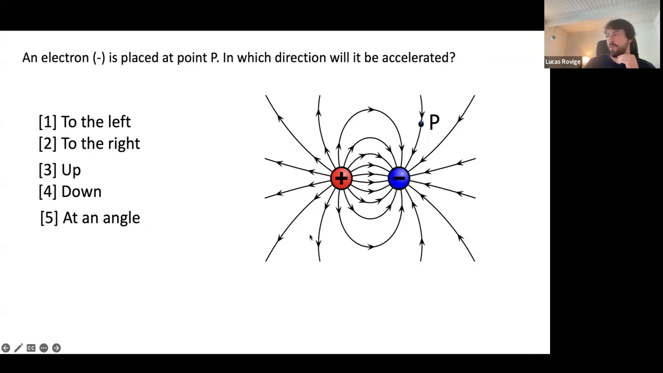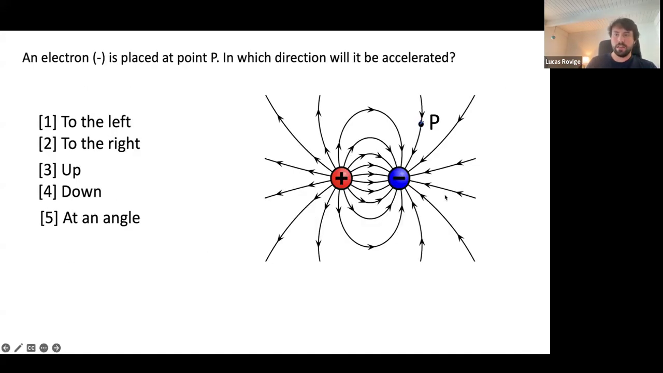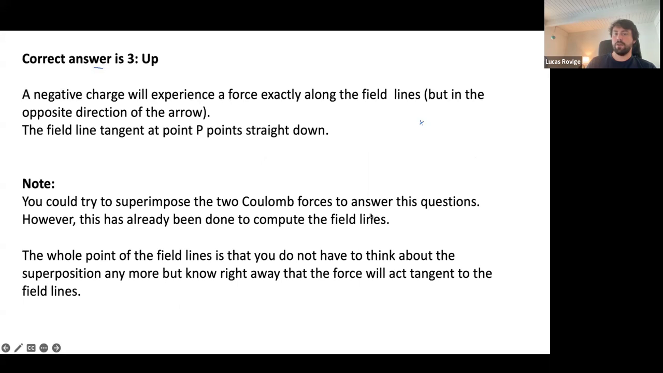Okay, you mostly answered number 3, which is correct. The charge will experience a force that is along the field line. So this is the case for both positive and negative. No matter the charge, it will be along that field line. And then the question is, is it going in the direction of the field line, so down or up? To look at that, just look at the sign. Since it's negative, it's going in the opposite direction of the field lines, and therefore it's going up.